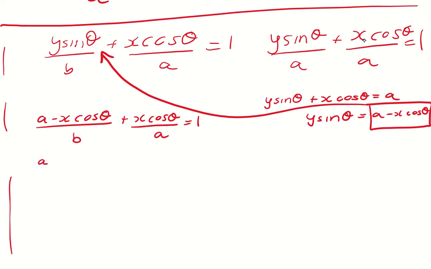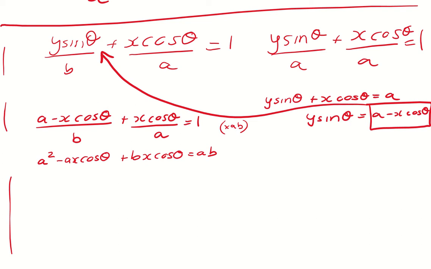If I times everything by AB, that's just going to get rid of my denominators. Be careful of timesing everything through by AB. My b will cancel with this one, but I'm going to have a squared minus ax cos theta. My a will cancel that a, but then I'm going to have bx cos theta equals ab.